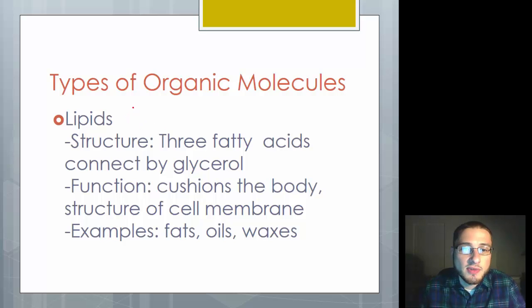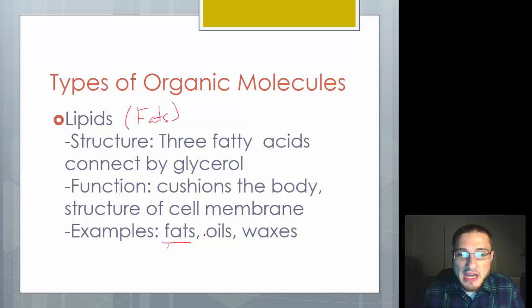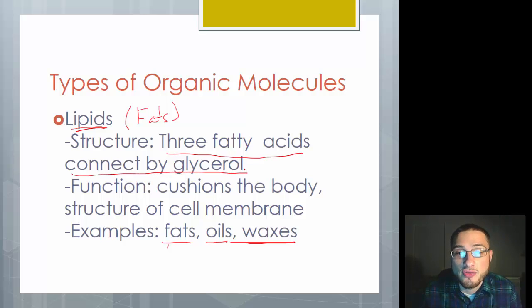Now lipids, typically we're going to call these our fats. These are anything that is considered a fat, an oil, or even waxes are all lipids. So when you hear that word lipid, you should think fats. Now, structurally, there's not necessarily monomers or building blocks like we're going to talk about for proteins, like we said for carbohydrates, but they are made up of 3 fatty acids, and these 3 fatty acids are connected by a glycerol.